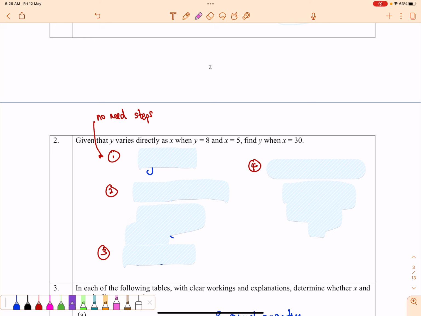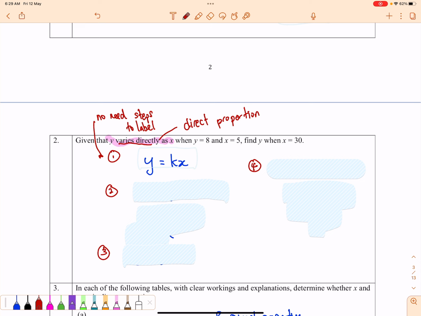So highlight y varies, don't need to label the steps. Alright, now y varies directly as x. Now this is another way of saying that y is direct proportion. Also, you want to know that there are a few ways to describe direct proportion. One is direct proportion itself, one is vary directly. So because y vary directly as x, we say that y equals to kx.